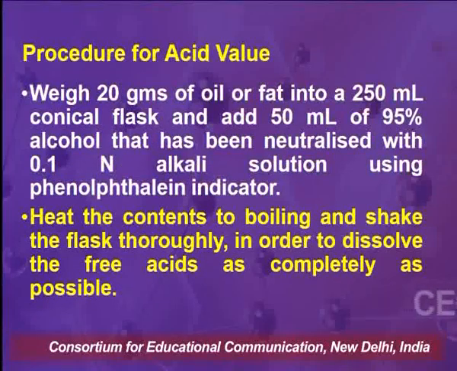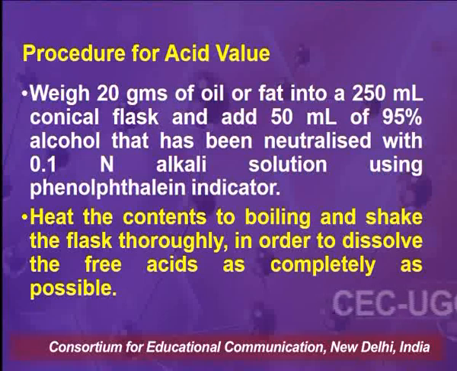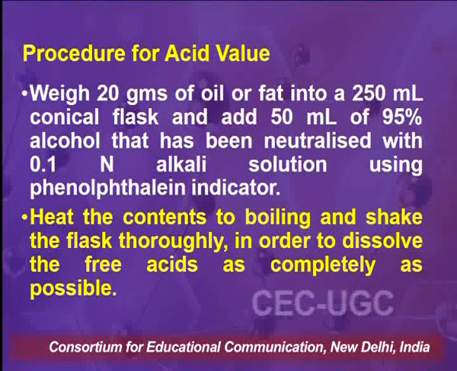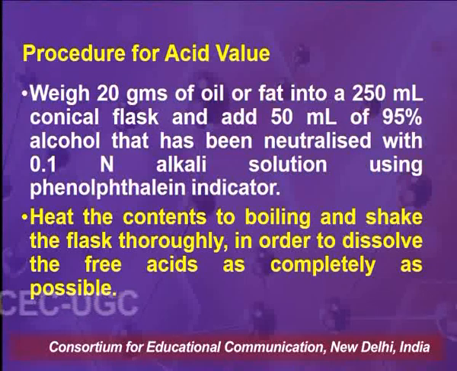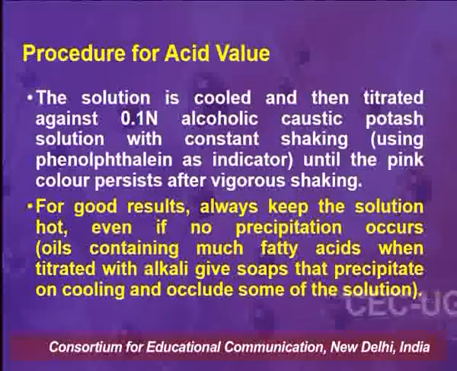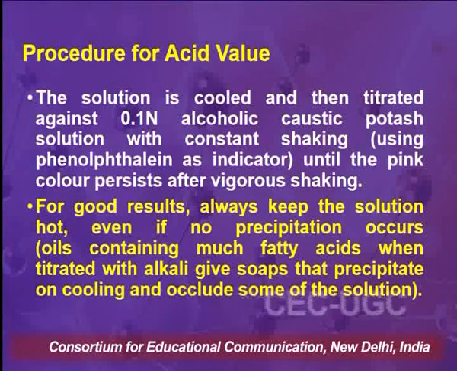Now the procedure: weigh about 20 grams of the oil or fat into a 250 ml conical flask. Add about 50 ml of 95% alcohol that has been neutralized with 0.1 normal alkali solution using phenolphthalein indicator. Heat the contents to boiling and shake the flask thoroughly in order to dissolve the free acid as completely as possible. The solution is cooled and then titrated against 0.1 normal alcoholic caustic potash solution with constant shaking, using phenolphthalein as indicator, until the pink color persists after vigorous shaking.